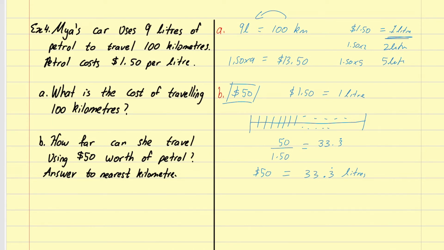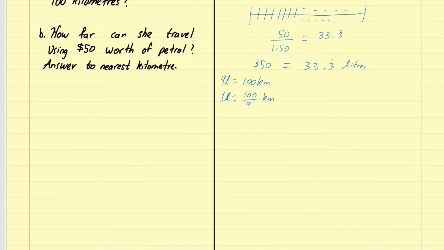Now, if you guys remember, 9 liters of petrol will get us 100 kilometers. How far would I be able to travel with 1 liter? So now this is just another application of the unitary method. From 9 liters, I want to know 1 liter. So we would divide by 9 and therefore divide the kilometers by 9 as well. Okay, now things are getting a little bit messy, so let's write down everything that we have so far.